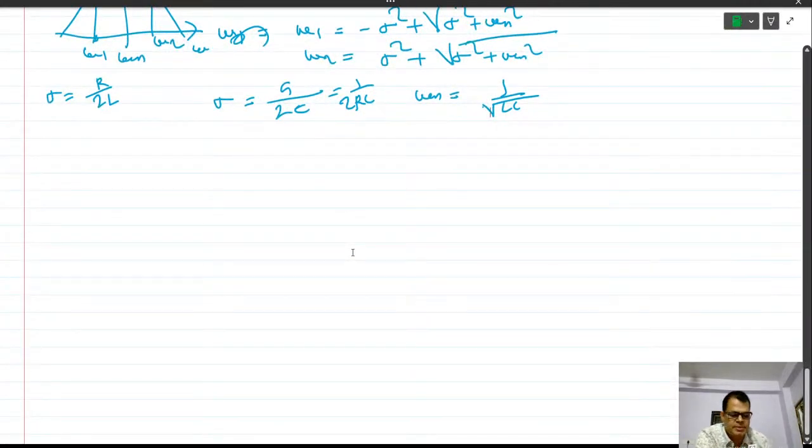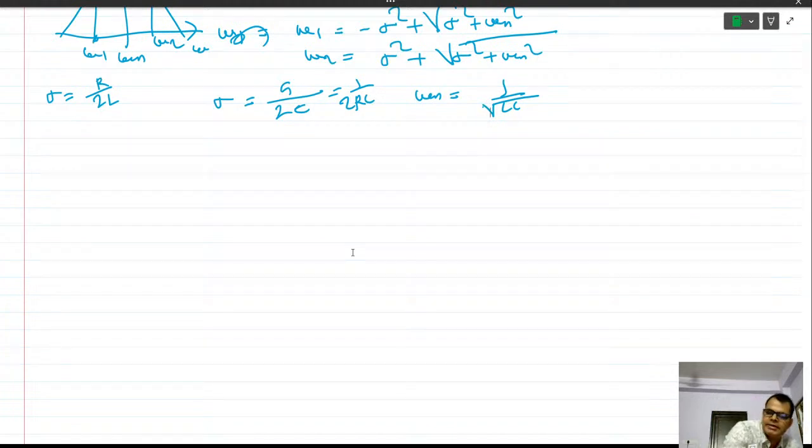So let us find out the critical conductance, like we did the critical resistance for the series RLC circuit. Here we are going to find that, and also the damping ratio, right?